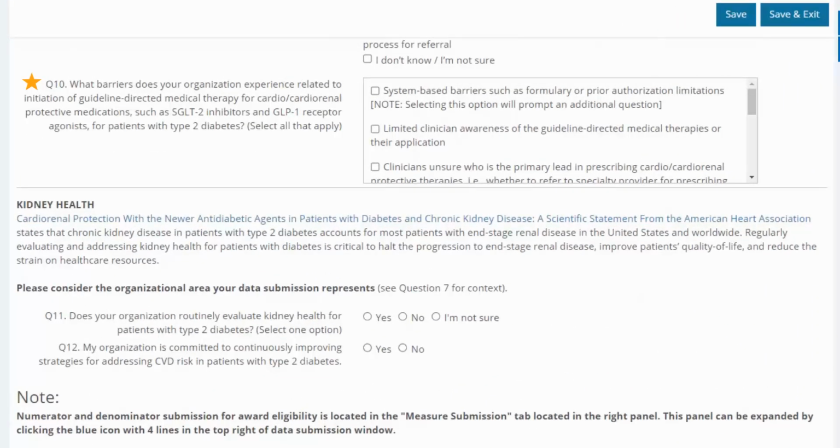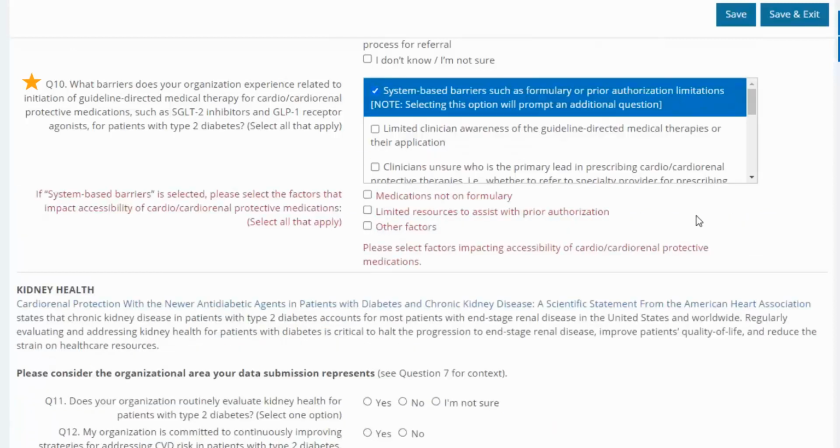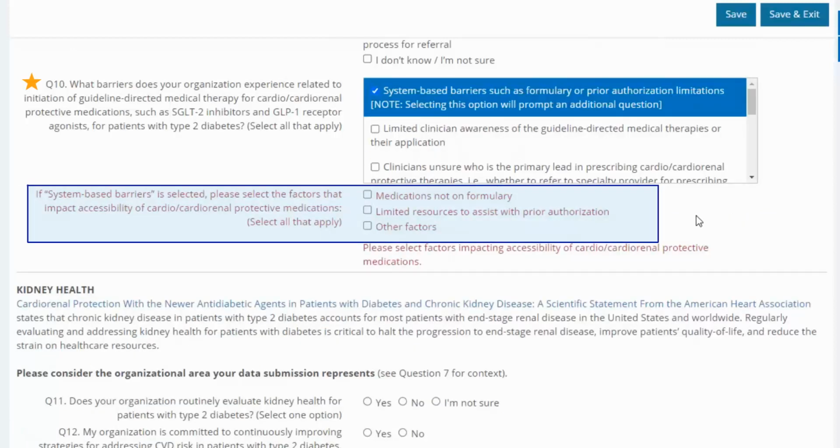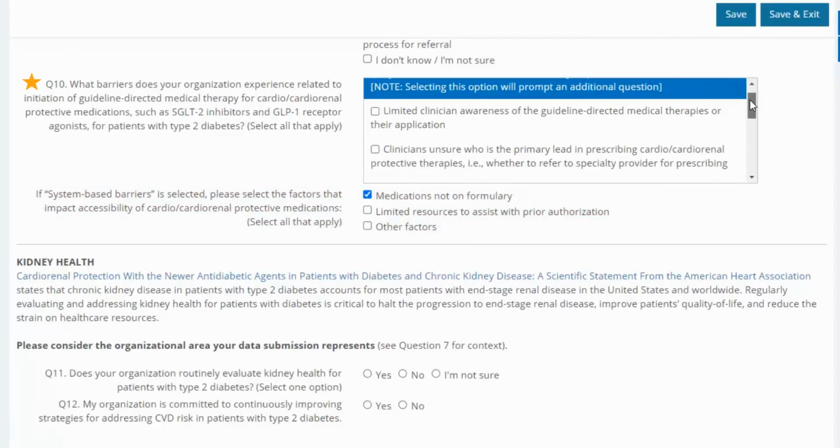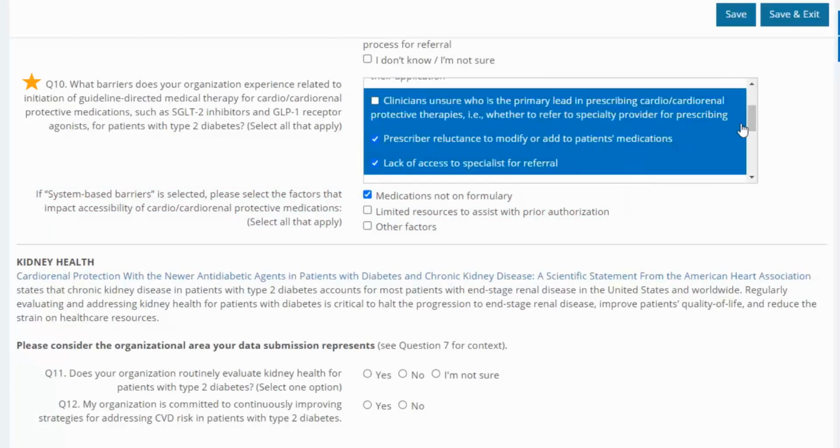Question 10 asks about the barriers your organization experiences in relation to the initiation of guideline-directed medical therapies for cardiorenal protective medications, such as SGLT2 inhibitors and GLP-1 receptor agonists for patients with type 2 diabetes. If you select the first option, system-based barriers such as your formulary or prior authorization limitations, an additional question will appear, asking for the factors that impact accessibility of those medications. If this appears, you must answer the question. Make sure that you scroll so you can select all that apply to your organization.